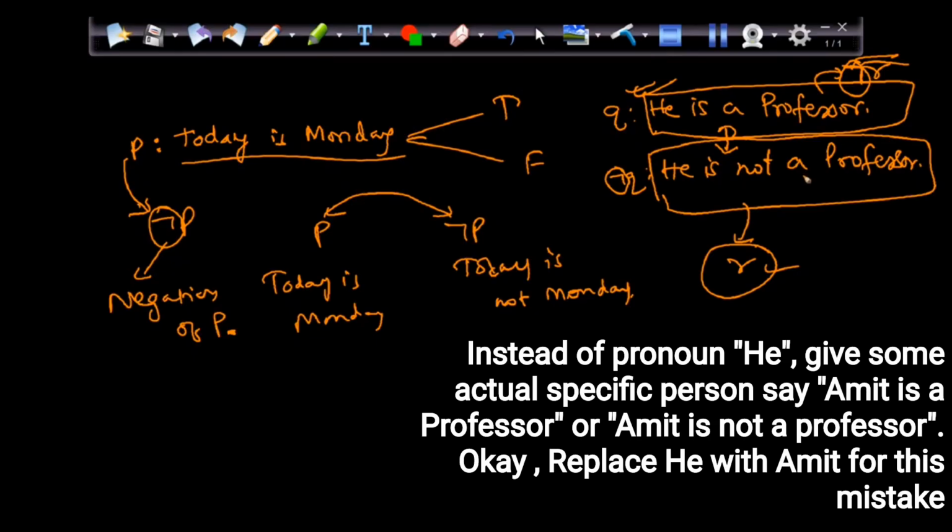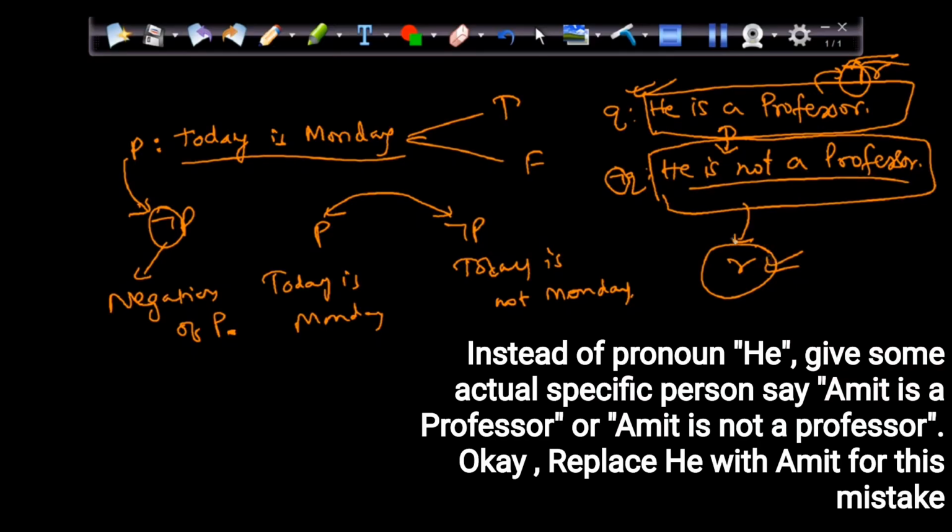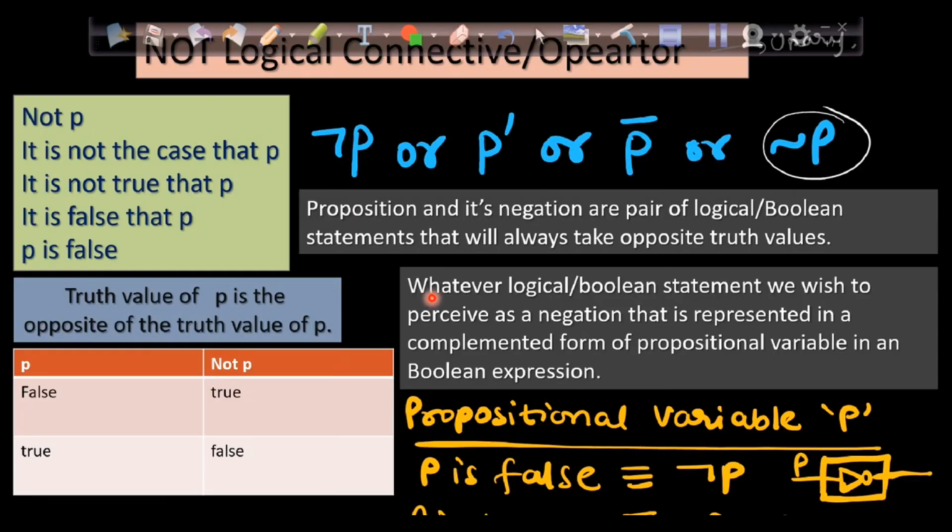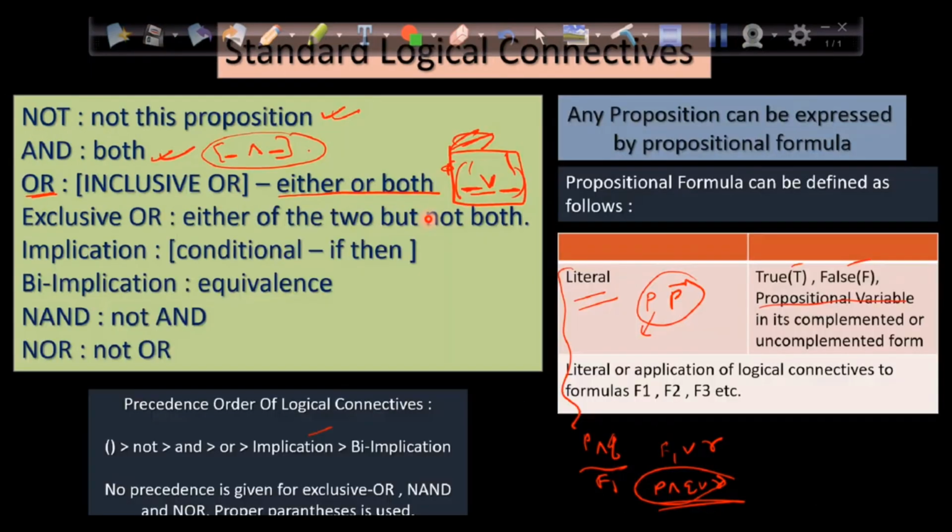I can choose "not a professor" as the proposition R. Then the opposing fact, that he is a professor, will be not of R. So whatever logical or Boolean statement we wish to perceive as a negation is represented in a complemented form. This is what I was talking about: a propositional variable in its complemented or uncomplemented form.